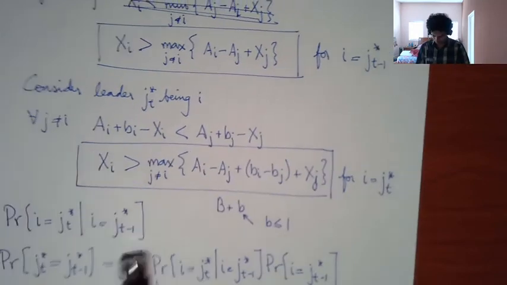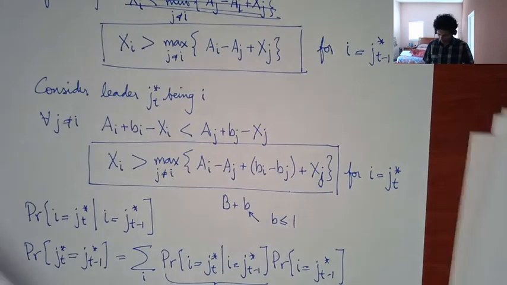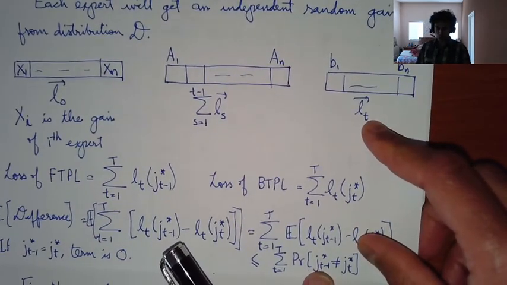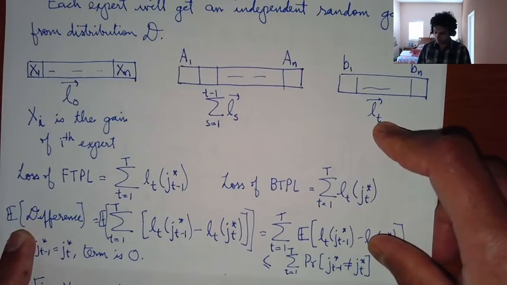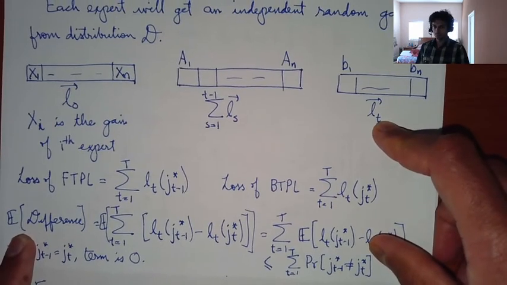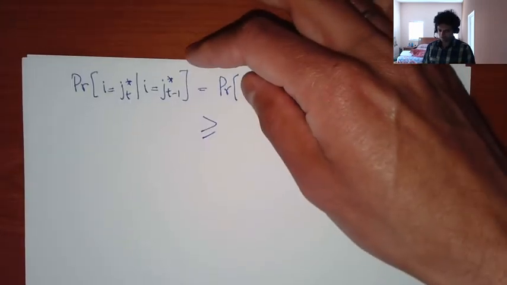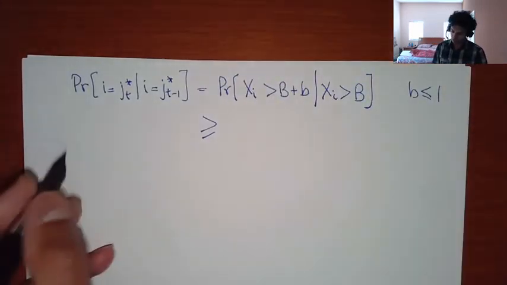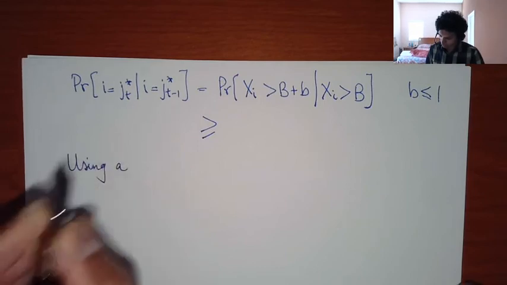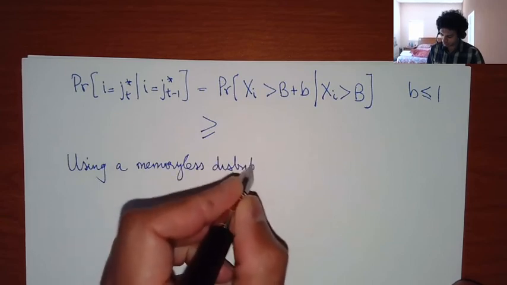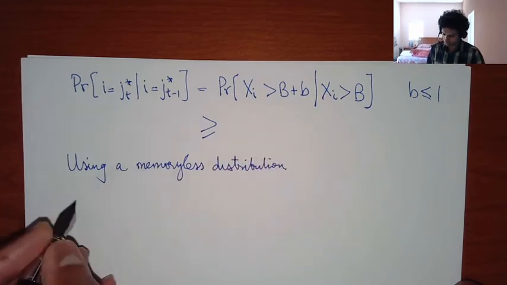Yeah. Okay? And remember, once I lower bound this probability, I will then upper bound this probability, and then I can upper bound the expected difference. This condition here suggests using a memoryless distribution, which is the geometric distribution.